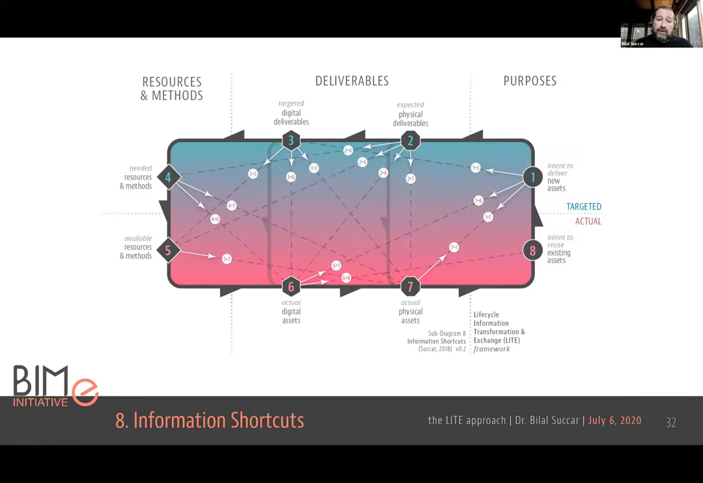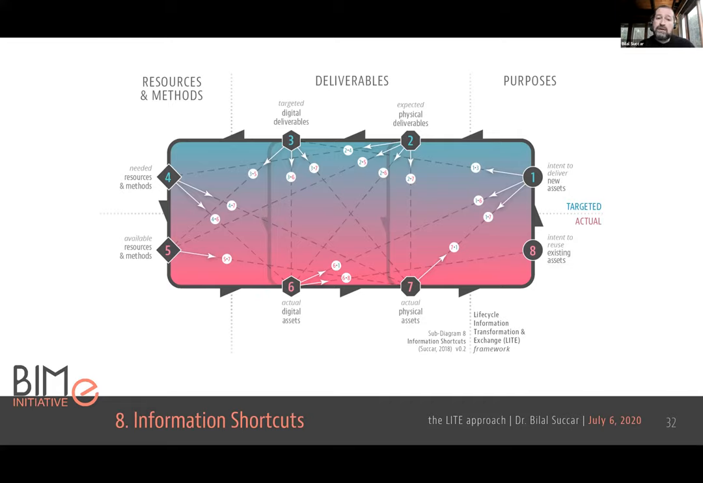One very important concept also of the framework is the concept of shortcuts. Now, when people hear shortcuts, they run to the doors, okay? Oh no, people are taking shortcuts. No, shortcuts on their own are neither good or bad, okay? Actually, the life cycle information transformation, the LITE framework or LITE approach encourages valid shortcuts, okay? You know, there are valid shortcuts and risky shortcuts.